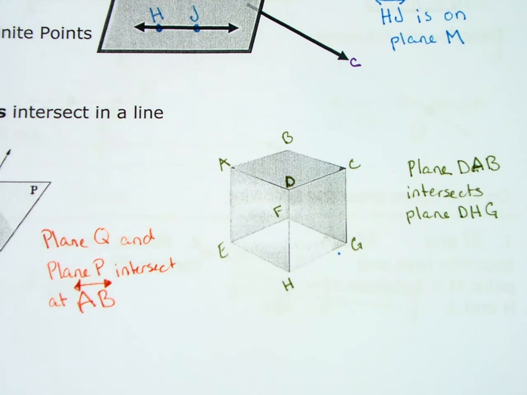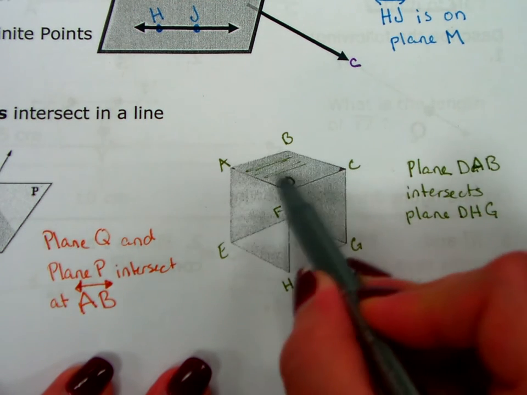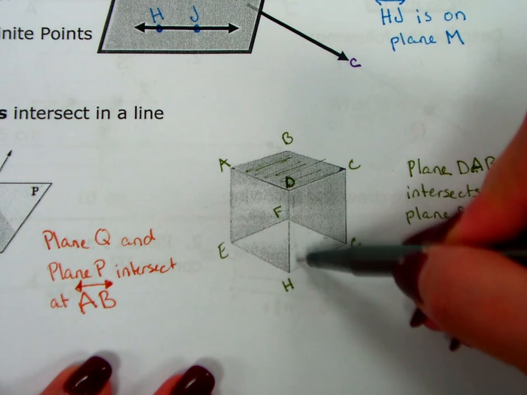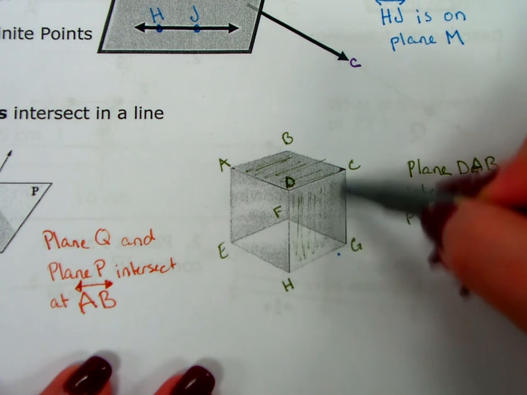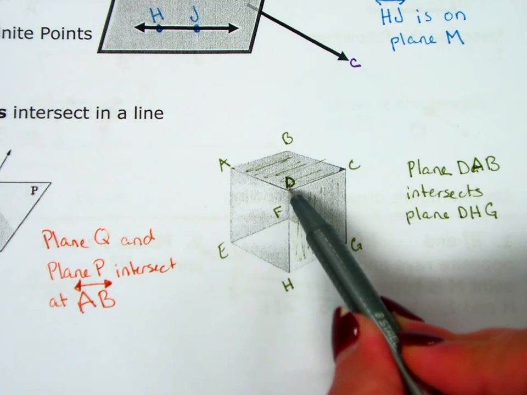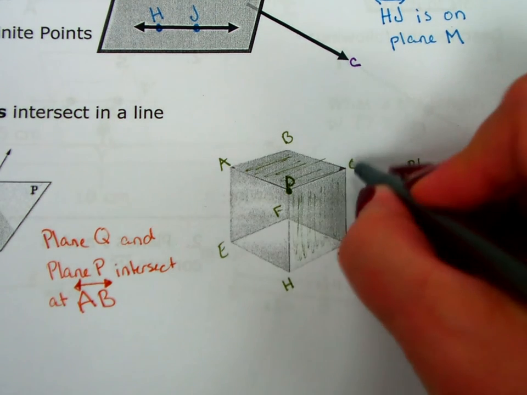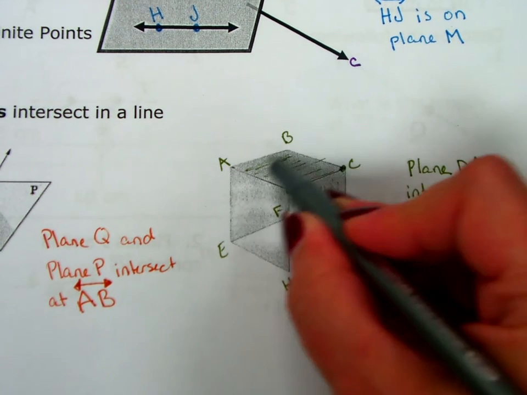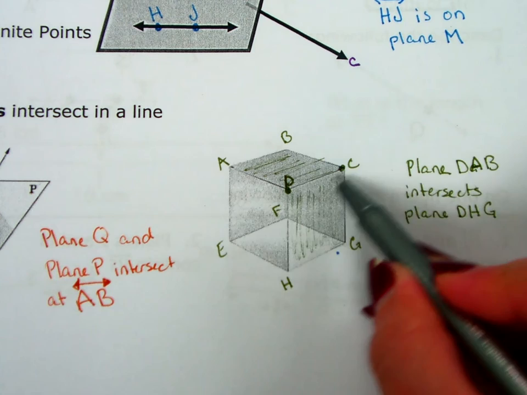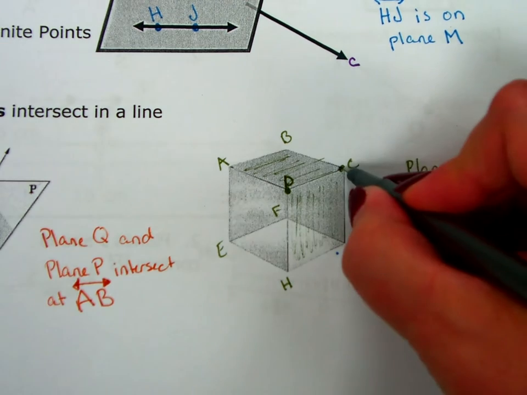Now, since it's 2 planes, I know it's going to intersect at a line. What 2 letters are in both the top plane and the side plane? Did you say G? No, I said D. Oh, D as in dog. That's in both planes, but we need 2. What else is in both planes? C, right? Even though we didn't name it here, it's part of that plane. So D and C.